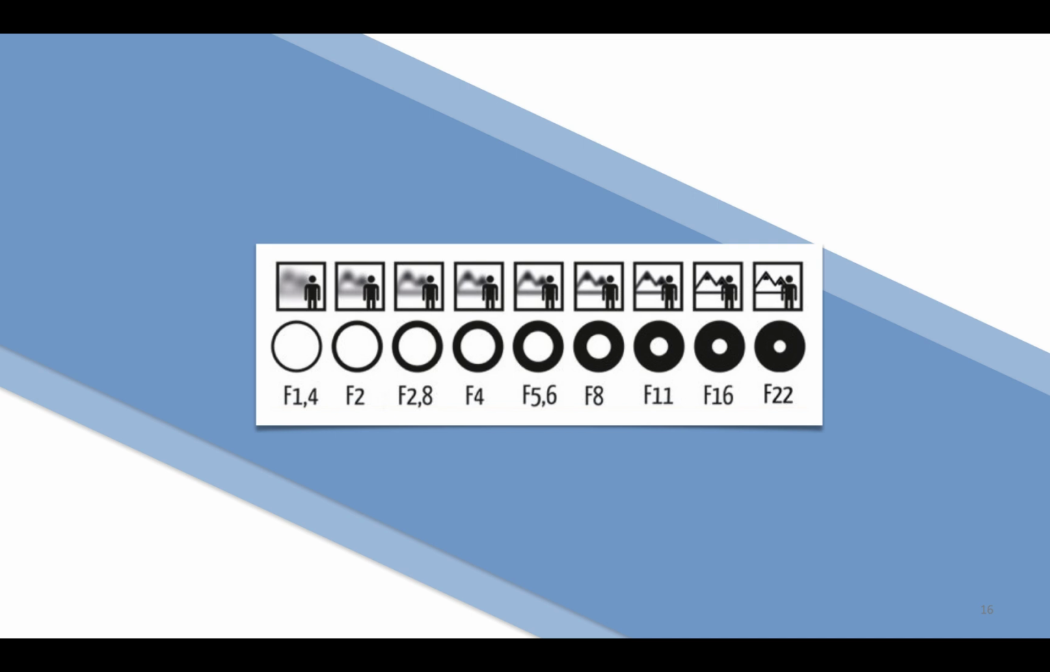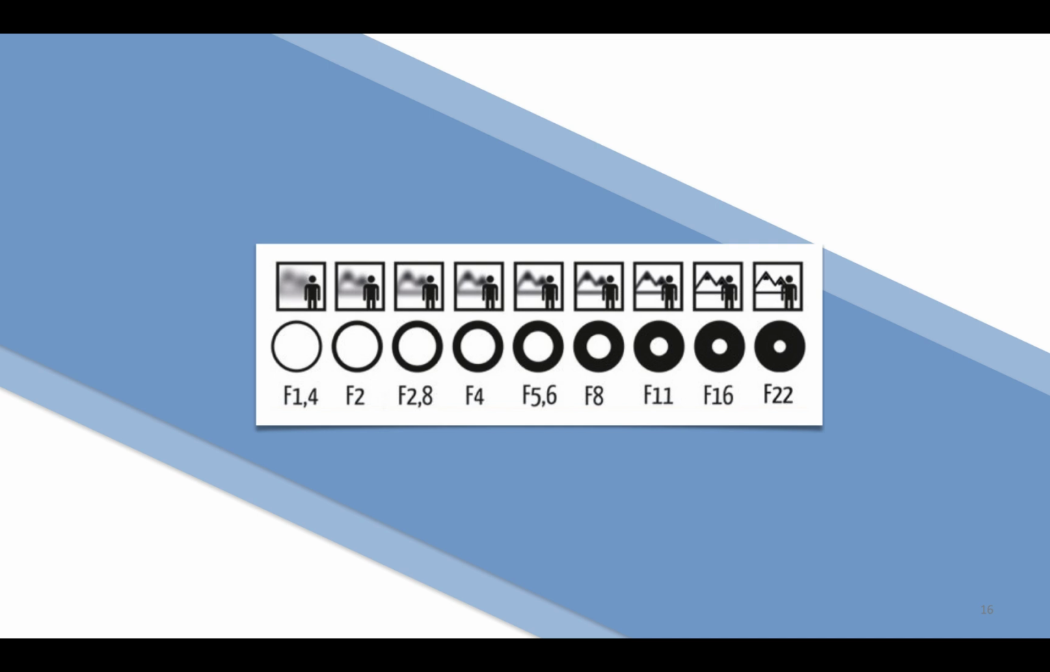So if you go from f/1.4 to f/2, you are decreasing the amount of light by half. If you go from f/2 to f/2.8, you are decreasing the light again by half. Again, 2.8 to 4, you're cutting it in half. 4 to 5.6, you're cutting it in half.